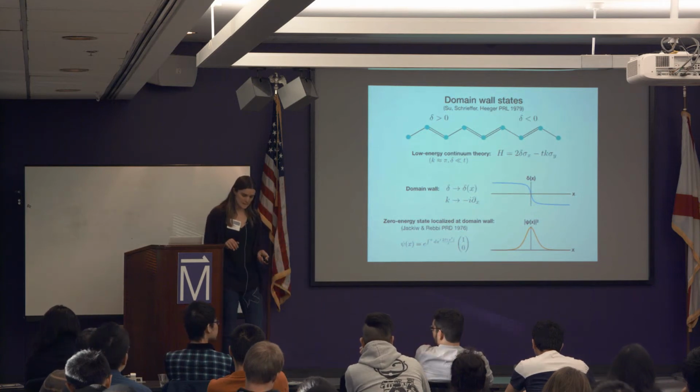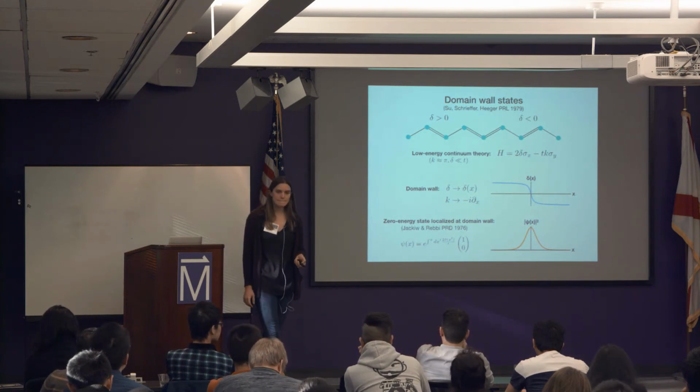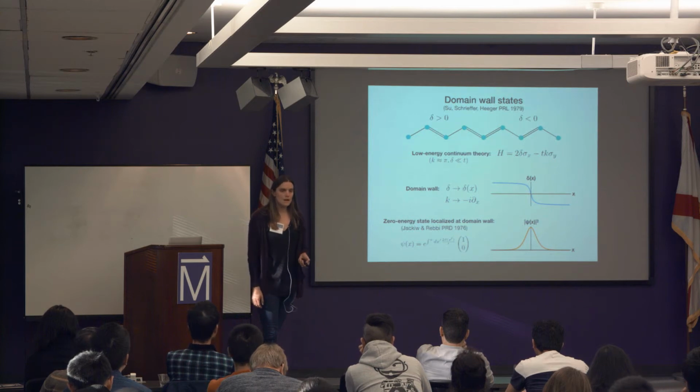So, yeah? Can you elaborate on how the winding number is related to the Berry phase?